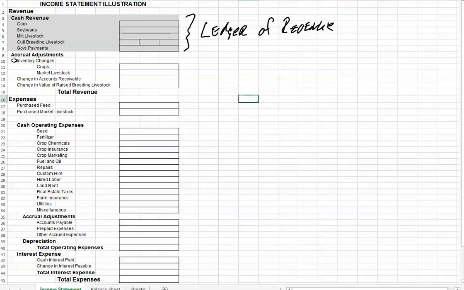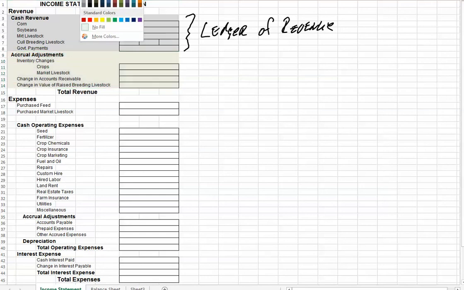All right, the second section of the revenue portion is accrual adjustments. Now you got to be real careful here because sometimes students get confused about what goes in this accrual adjustments section. You'll notice that accrual adjustments are changes, that word change, in different categories of things that would represent income on the farm. So you got changes in your crop inventory, changes in your market livestock inventory, changes in accounts receivable, and changes in the value of raised breeding stock.